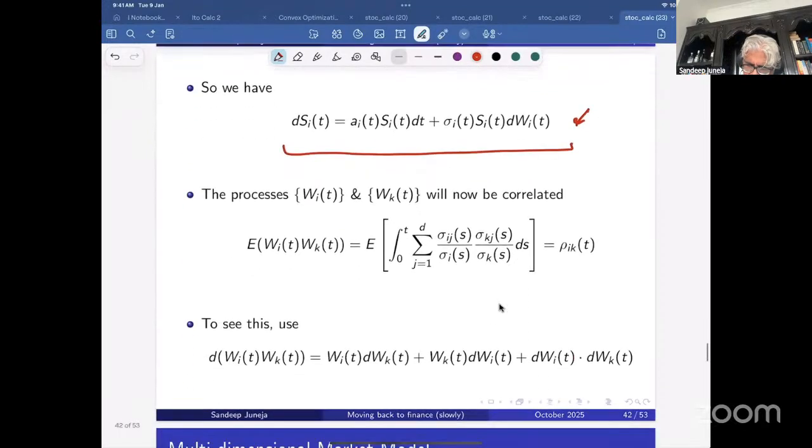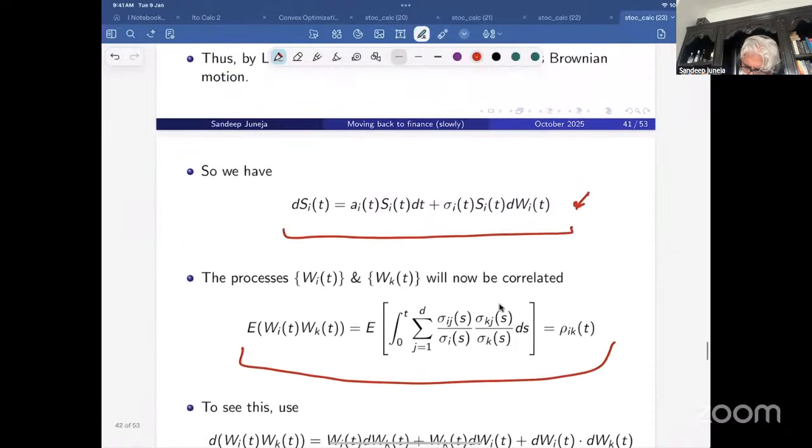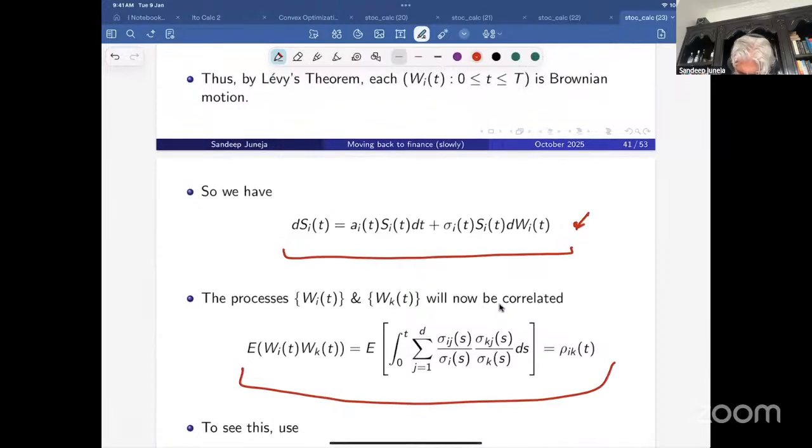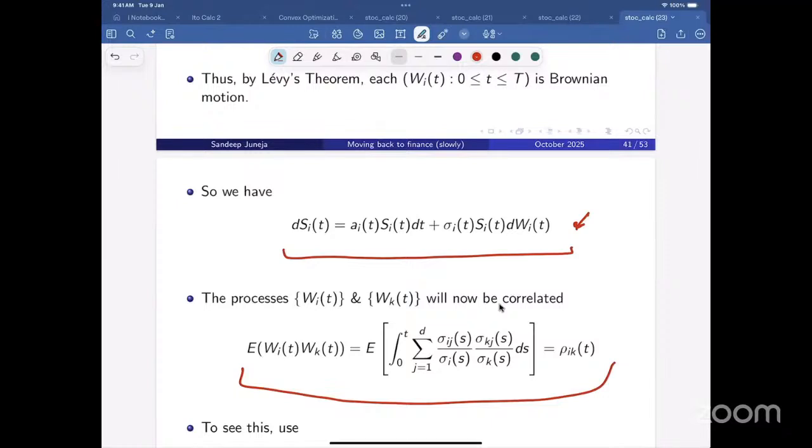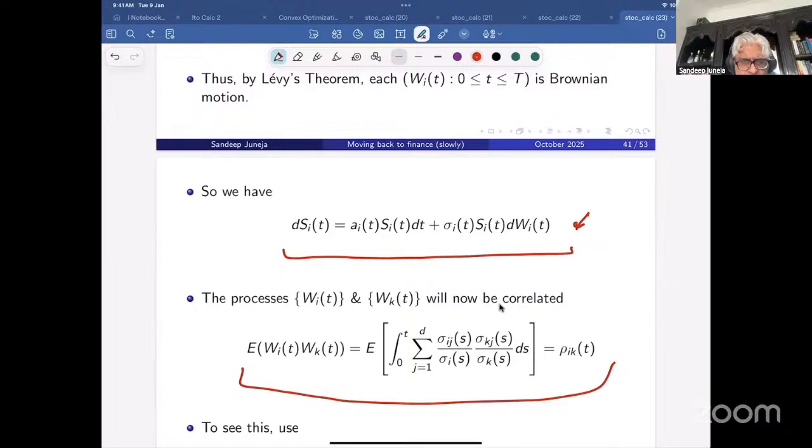So let's look at this. This relationship is true. Expected value of, because the mean of each W_i(t) is 0, right? So the covariance is going to be determined by this product, E of W_i(t) W_k(t), and that has the following representation here, right? How do we get this? Can you help me get this? How do we draw this conclusion? What do I need to do?